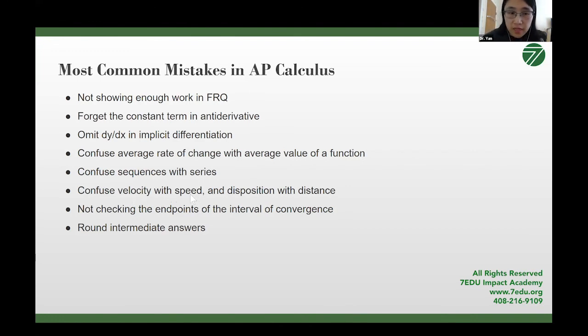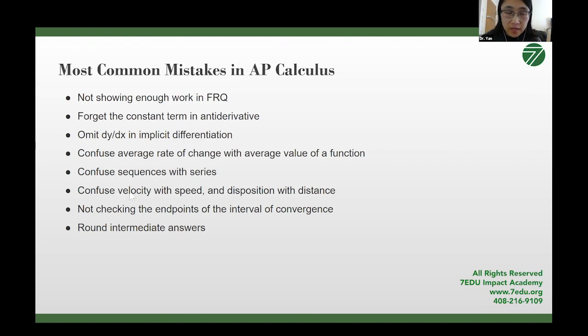Velocity and speed are two concepts that both AB and BC students tend to confuse. Velocity has direction and magnitude, so therefore velocity can be negative. However, speed is the absolute value of velocity. Speed can never be negative. Okay, it doesn't matter in which direction you go. And then displacement is the integral of velocity, and the distance will be the integral of speed.